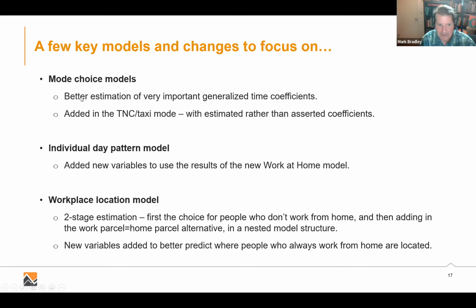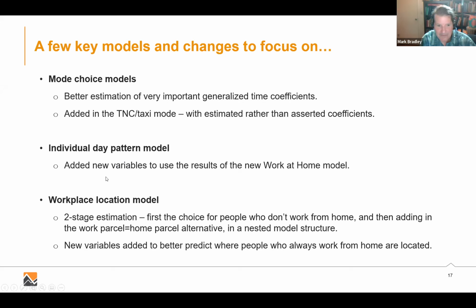And because we had more data, and I think more accurate data, we could get a lot better estimates of those coefficients, closer to what we expected them to be, and a lot more statistically significant. We added in the TNC taxi mode, which was asserted coefficients before. Now we could actually estimate them based on the data. Even though there weren't a lot of TNC tours or trips, there were enough to get some significant coefficients there.